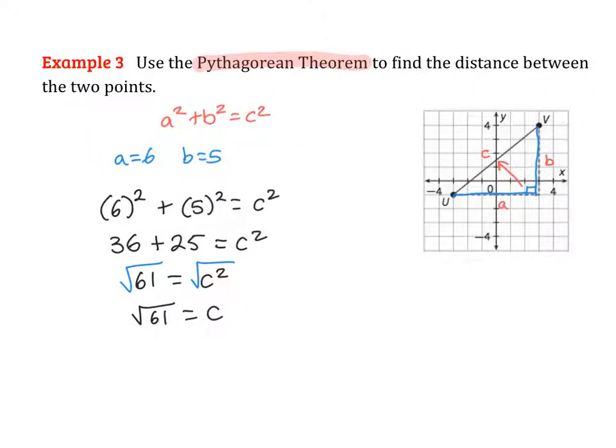So again, this is just a different way you can find the distance between 2 points. However, it really works best when you have a coordinate graph to look off of. If you just are given 2 points, distance formula is probably the easier way to go.